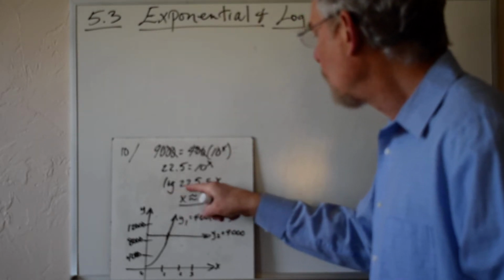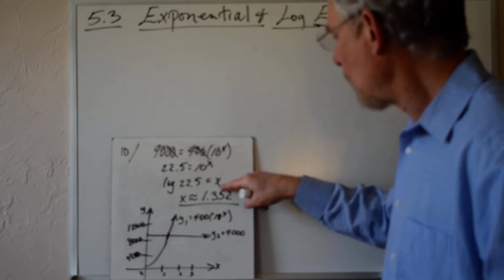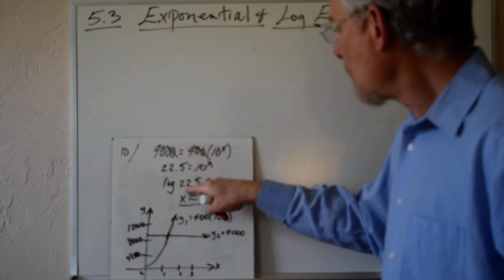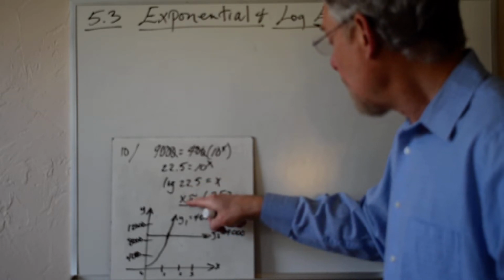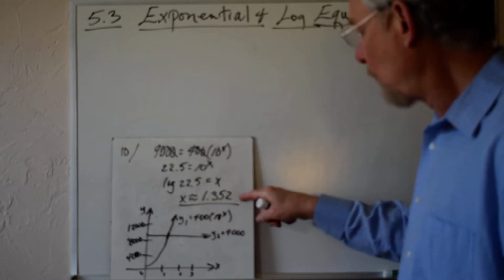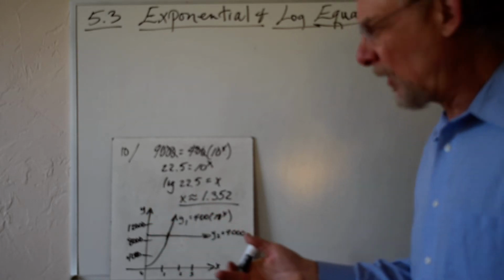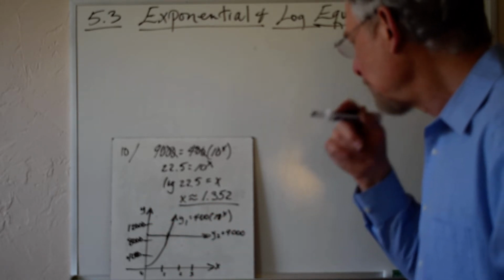That gives me log of 22.5 equals x, right? I've gotten the exponent down here. Tap on my calculator and I get the approximation for that. x is approximately equal to 1.352. Good. Now part B says confirm this graphically.